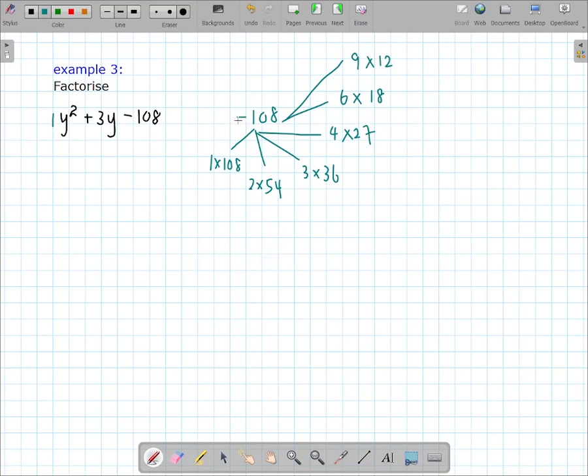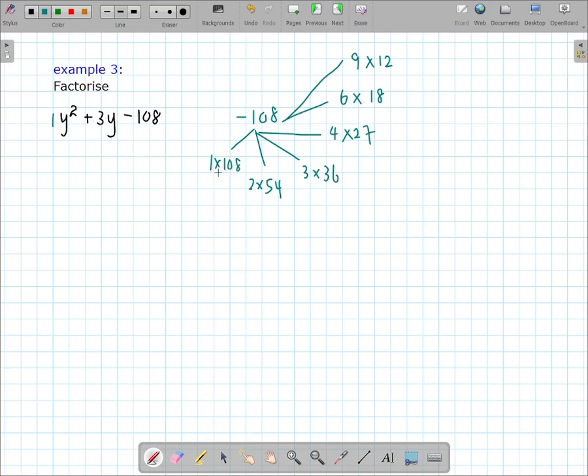Since it is minus 108, one factor is positive and the other is negative. You have to remember that minus 108 means one is positive, one is negative. And we have to take the difference of the factors to make the linear coefficient. What is the linear coefficient here? That is 3. Then we check the difference.